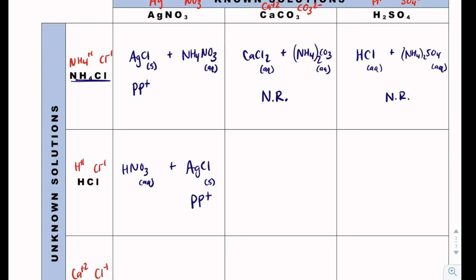We're now going to mix hydrogen chloride with calcium carbonate. Calcium's going to go hang out with chloride. Hydrogen's going to hang out with carbonate. We're going to get H2CO3.